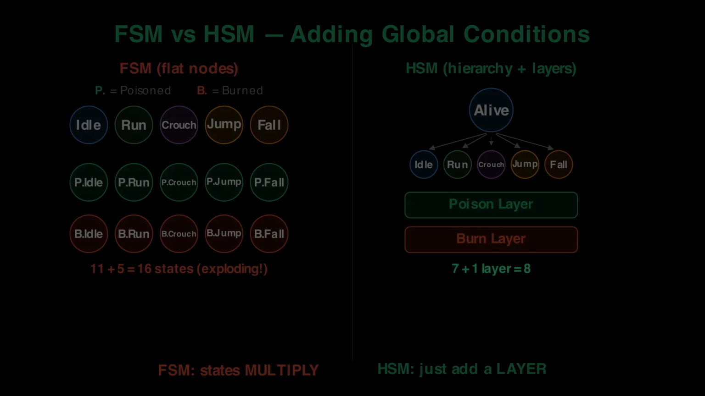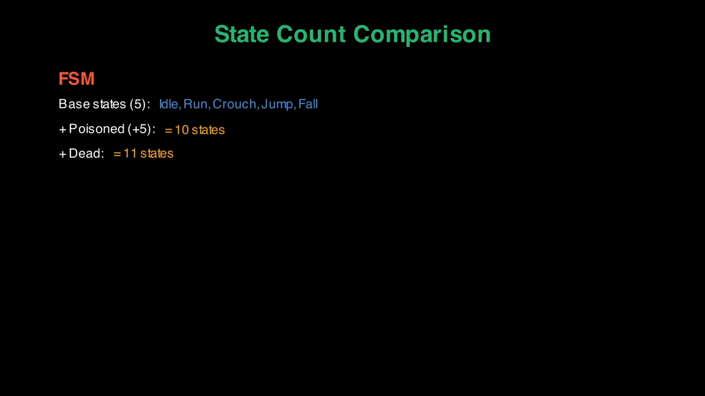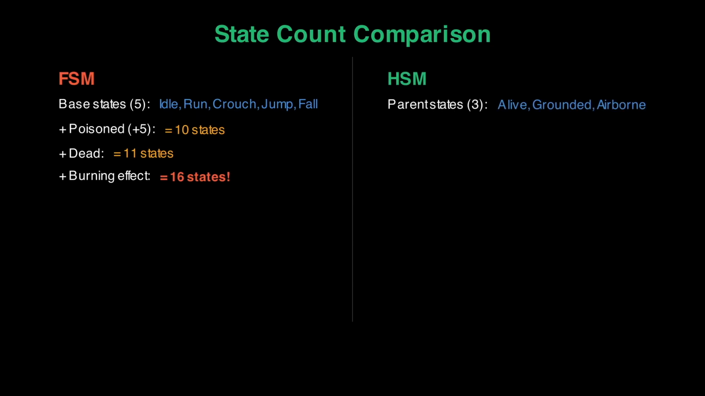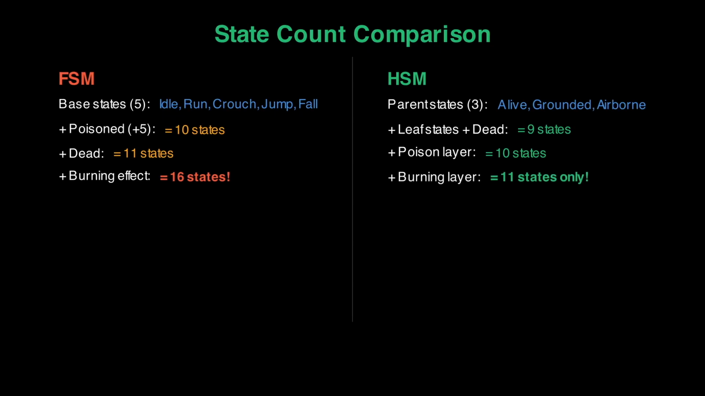With a hierarchical state machine, the structure is more efficient. We begin with the shared parent states like alive, grounded, and airborne, which gives us 3 states. On top of that, we have the individual movement states like idle, run, crouch, jump, and fall, adding 5 more. Including a dead state brings the count to 9, and adding a poison layer makes it 10. If we later add a burning effect, we only need 1 additional layer, resulting in 11 states in total.